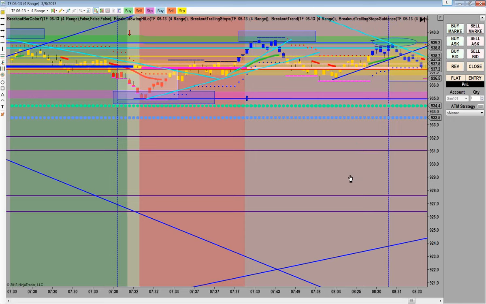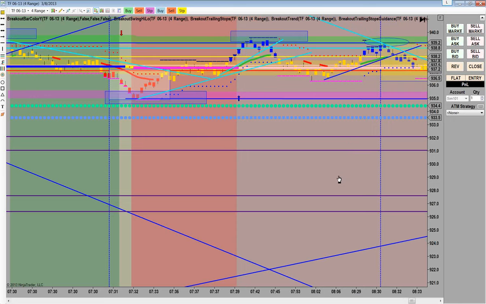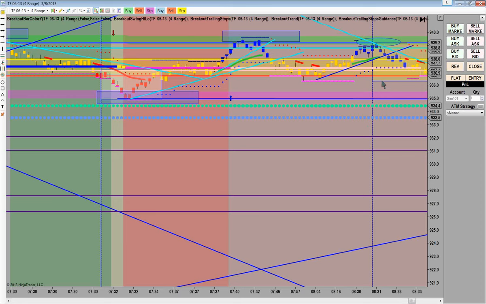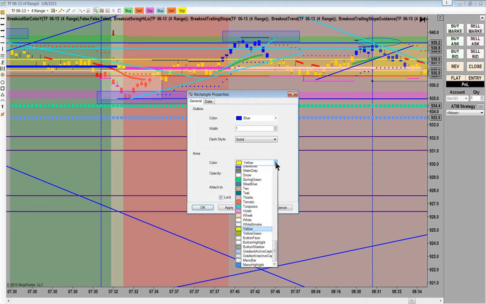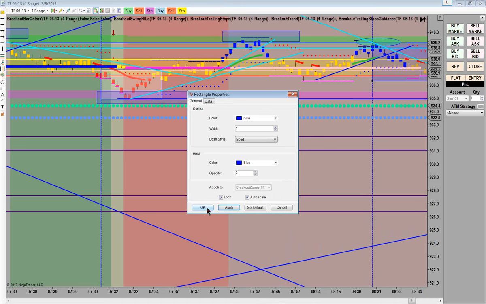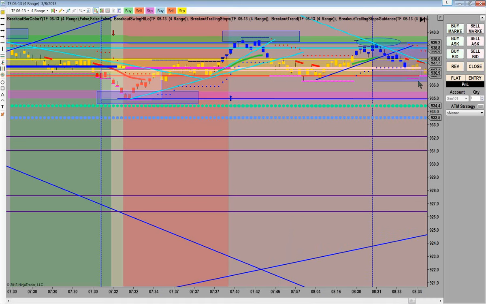Friday. Saturday. We don't trade on Saturday. All right, see our box forming? This is our zone box. Let's go ahead and change the color of it again so you can see it. We'll change it to probably a blue of some kind. There we go, blue. We'll just do regular blue. All right, there's our box.